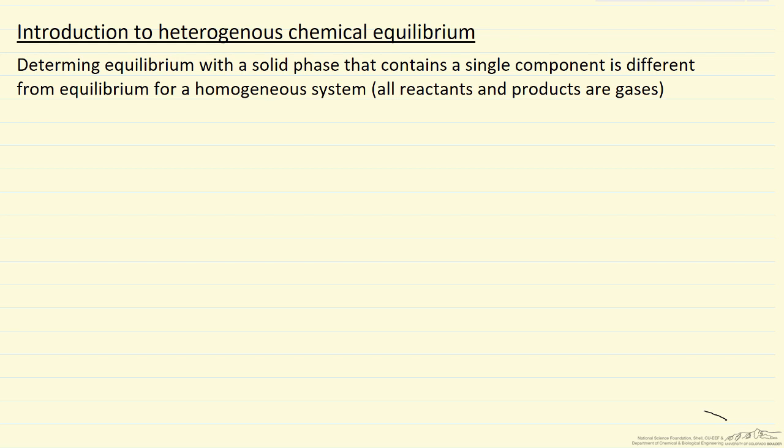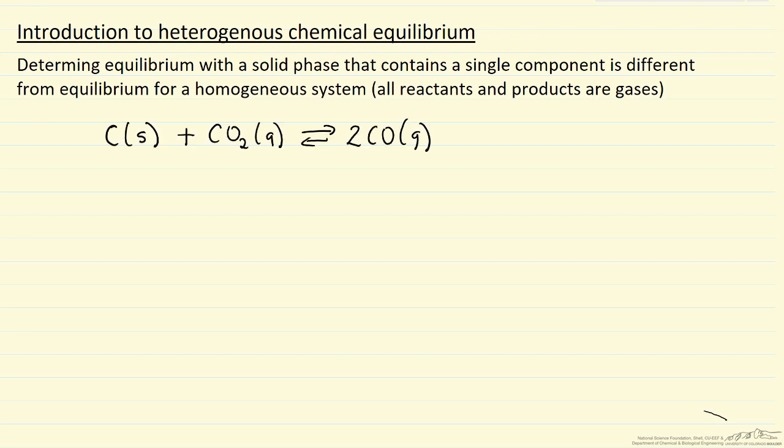When we look at heterogeneous chemical equilibrium, we have to be a little more careful. We have to take into account material balances in a way that we don't need to consider when we're looking at just homogeneous, for example, just gas phase equilibrium. And the easiest way to understand this is to look at examples. Let me write down a reaction.